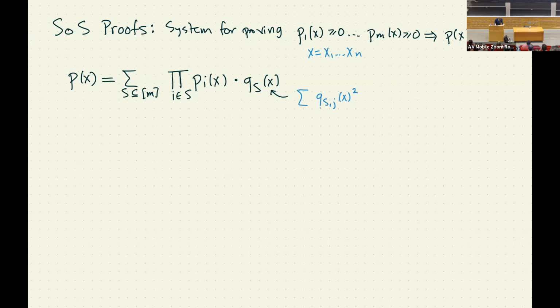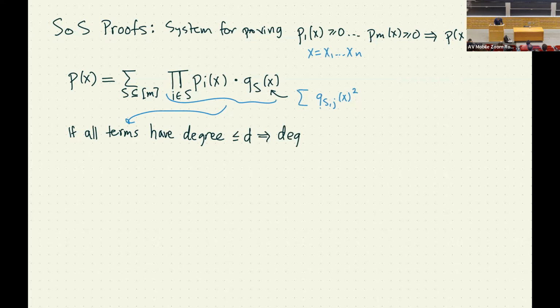Sum of squares proofs come with a complexity measure. We're computer scientists, so we like to measure the complexity of things. If all the terms, and by a term I mean this expression, have degree at most some integer d, we call it a degree d proof. Now, we're going to be interested in degrees that are relatively small. We're going to be interested in settings where the collection of polynomials is relatively large. And therefore, even though I've written here that you're allowed to sum over all subsets, typically we're going to be interested in the case that you're summing only over small subsets.